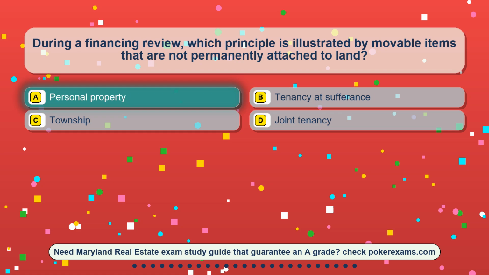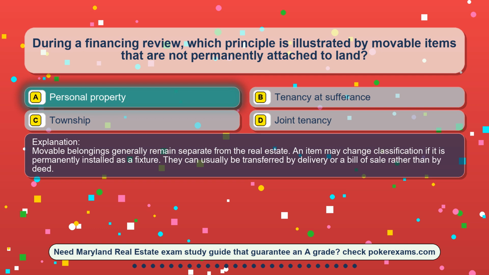The correct answer is option A, personal property. Movable belongings generally remain separate from the real estate. An item may change classification if it is permanently installed as a fixture. They can usually be transferred by delivery or a bill of sale rather than by deed.